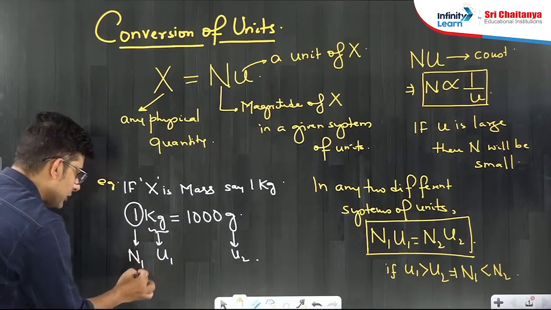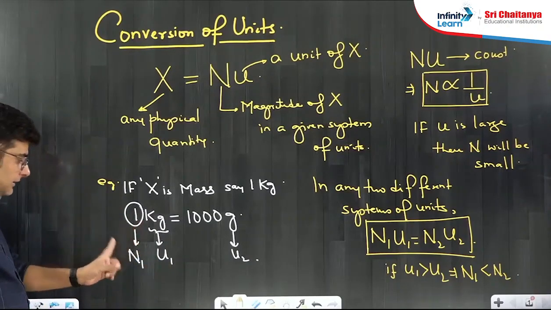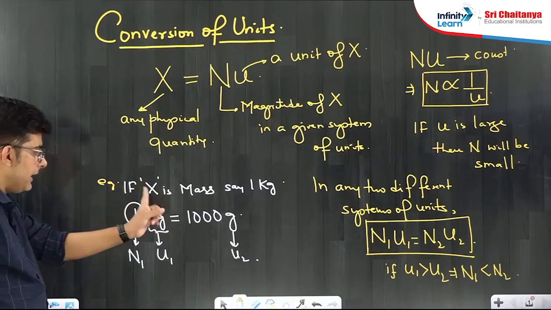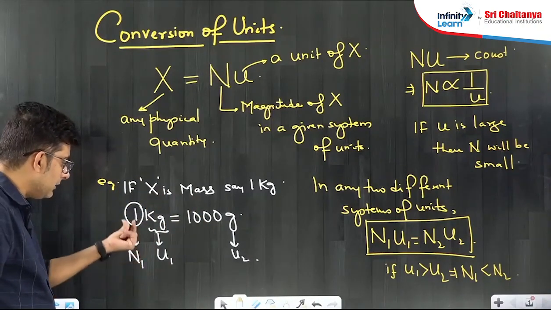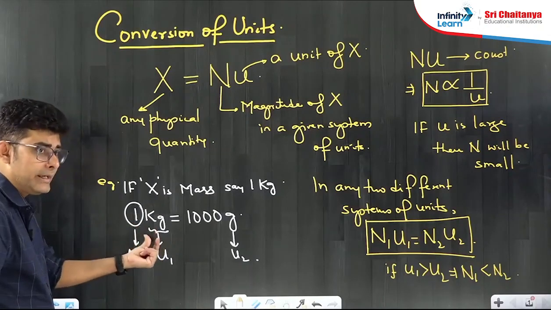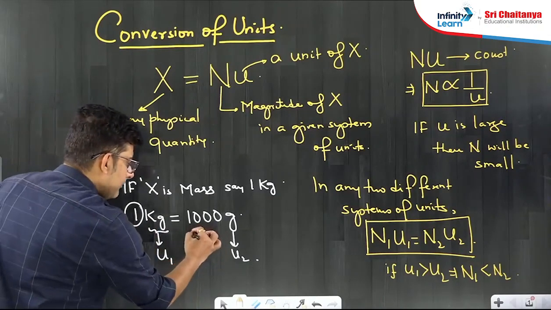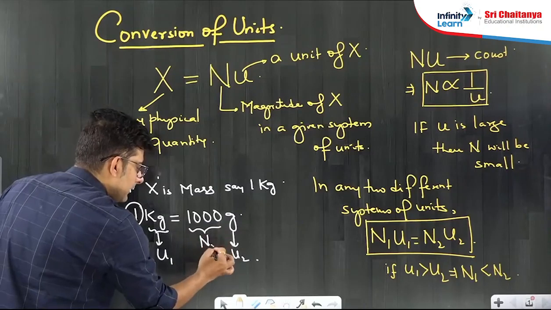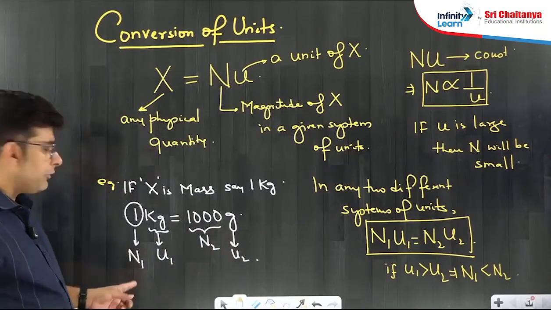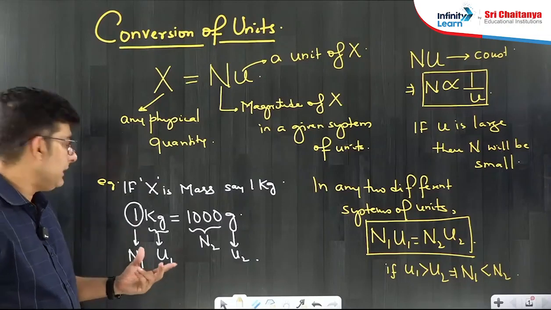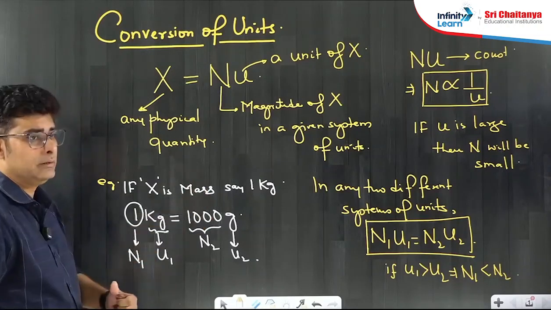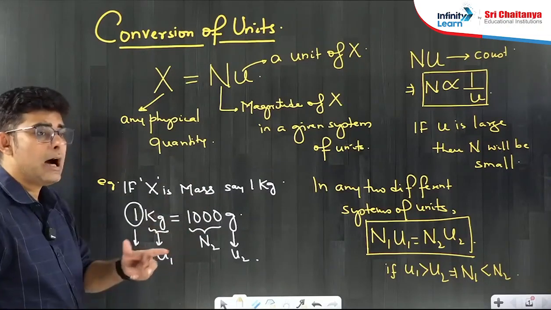Whoever asked the question, listen carefully. This is the magnitude of x, that is mass. This n1 is 1, in what system of unit? Kg. Now when I take gram, we know the value is this. Out of kg and gram, you know which one is the larger unit. Kg is larger. How can you check that?